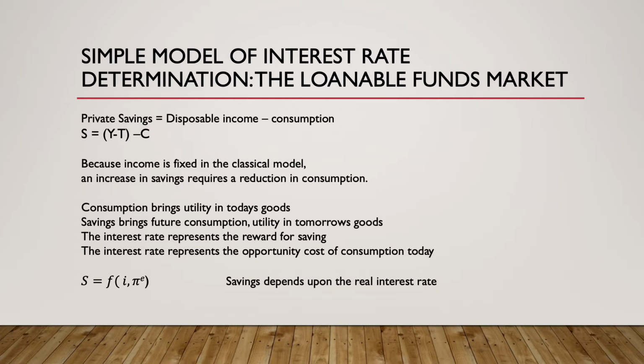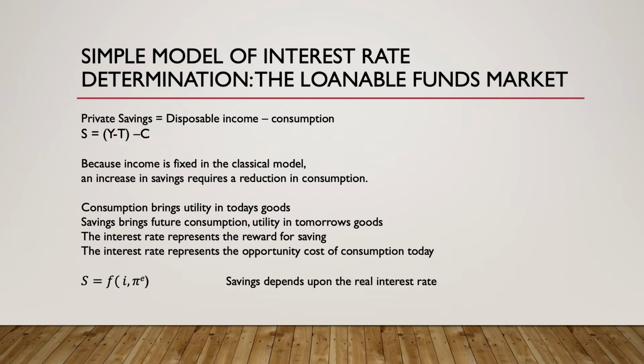Now, we're dealing in the classical model here, so we have to keep in mind that income is assumed to be fixed by supply-side factors, right? Thus, if you're going to see an increase in savings, it has to come with a trade-off. It has to require a reduction in consumption, if you will. Let's talk about that. The household is really looking at a decision. Consumption brings utility to me in today's terms, with today's consumption goods. Savings doesn't just disappear into a hole. It's set aside so that in the future you can cash that savings out and use it to buy consumption goods. So what savings is, is consumption in the future.